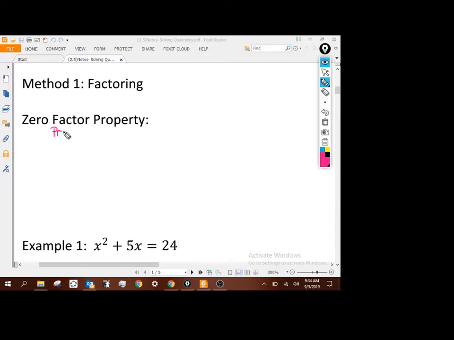A lot of times I will refer to it as the zero product property, but what it says is if A and B are real numbers, and A times B equals 0, then A equals 0 or B equals 0.